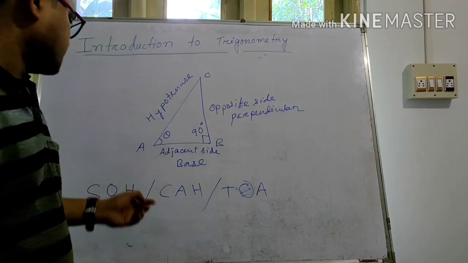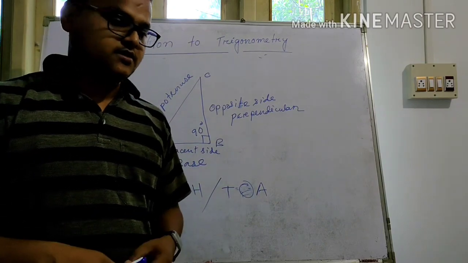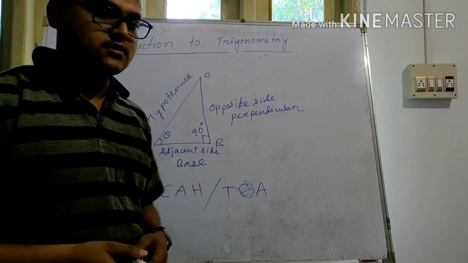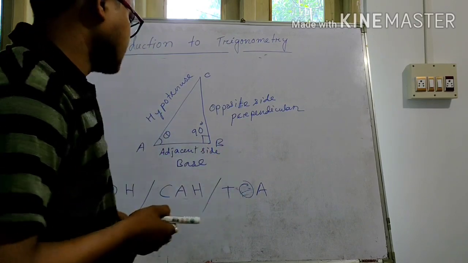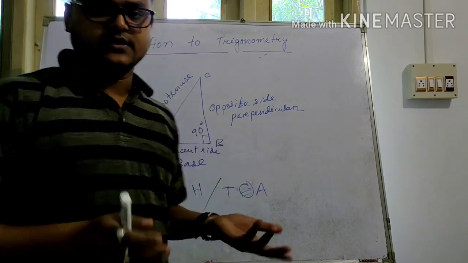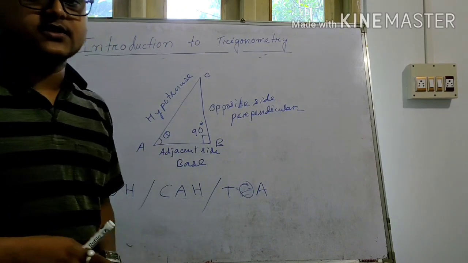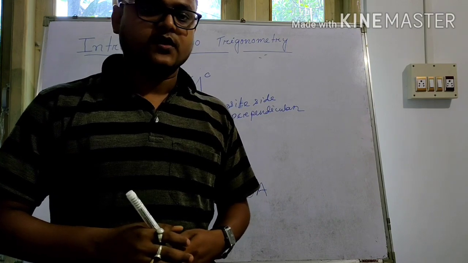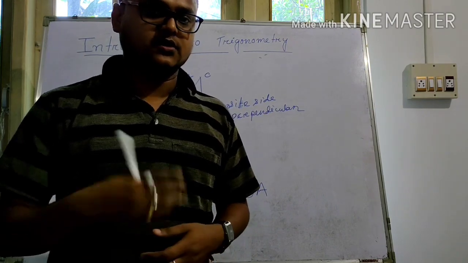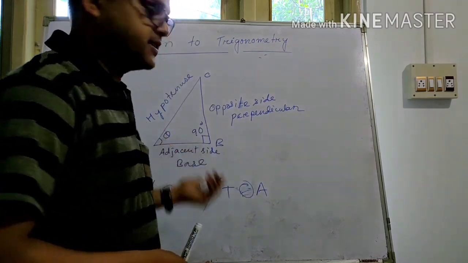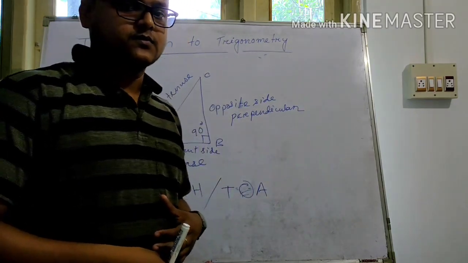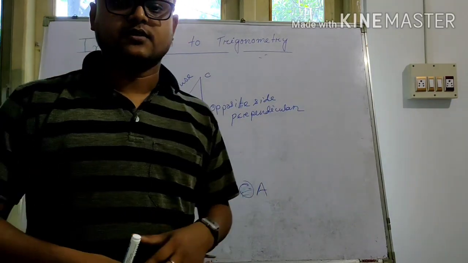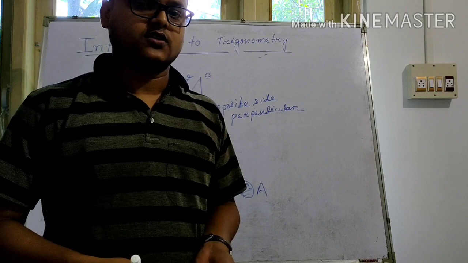Thank you. So in the next class we will come with a different topic for this chapter. In this exercise only these 6 trigonometric ratios are dealt with. Next I will take one example, to make it easy to solve these trigonometric ratios.